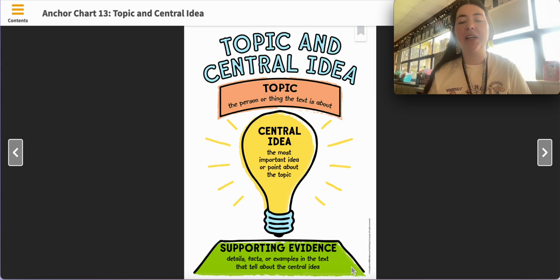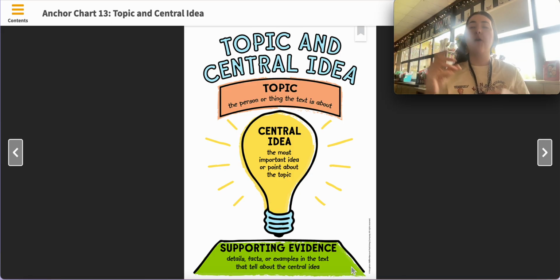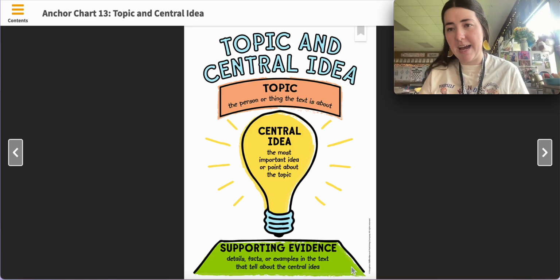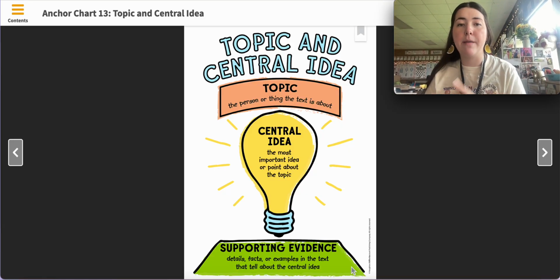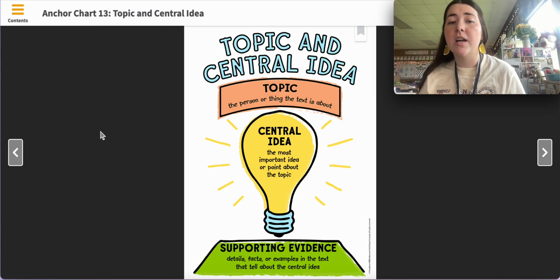And then the supporting evidence would be details, facts, or examples in the text that tell about that central idea. So, for example, things like I brushed my teeth, or I put clothes on, or I did my makeup, or picked out my outfit, or made breakfast would be those little details that would get added to my story to make sure that you fully understand everything that happened to me in my morning.